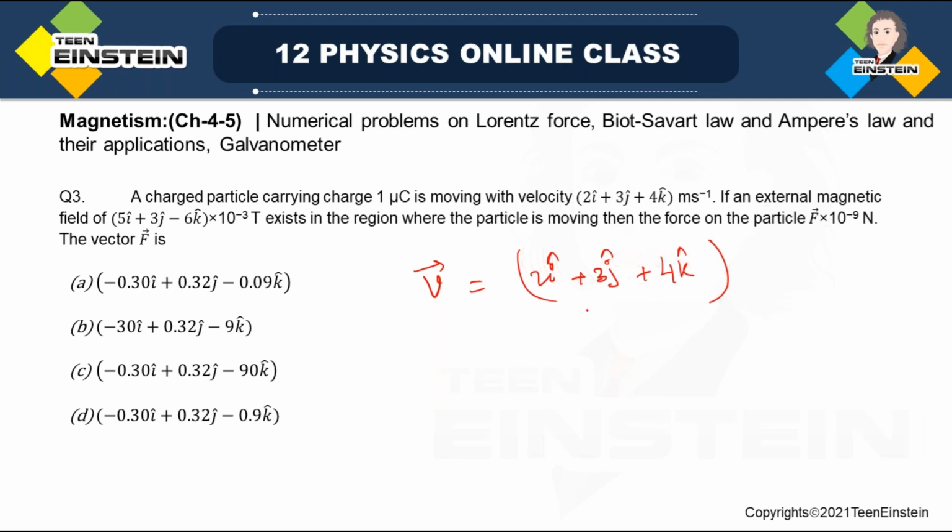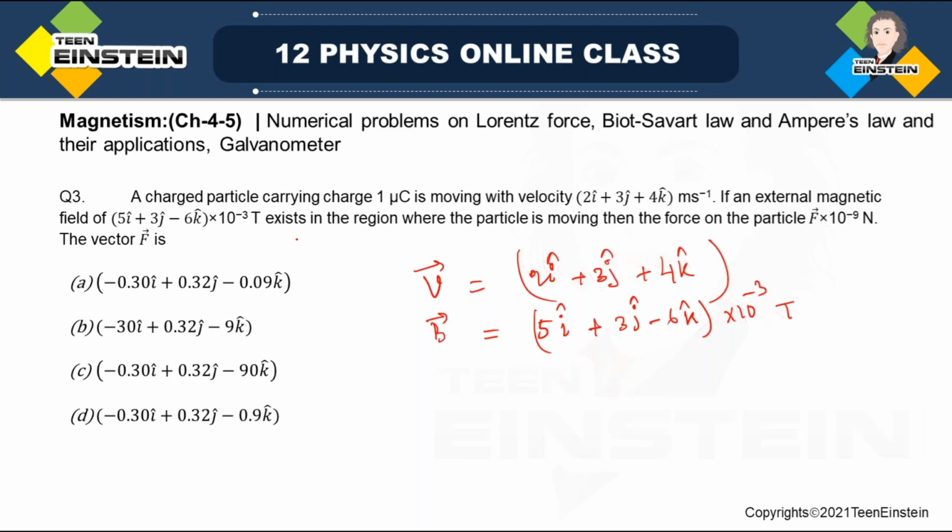3 j cap plus 4 k cap, and this is B: 5 i cap plus 3 j cap minus 6 k cap, into 10 to the power minus 3. This is B.